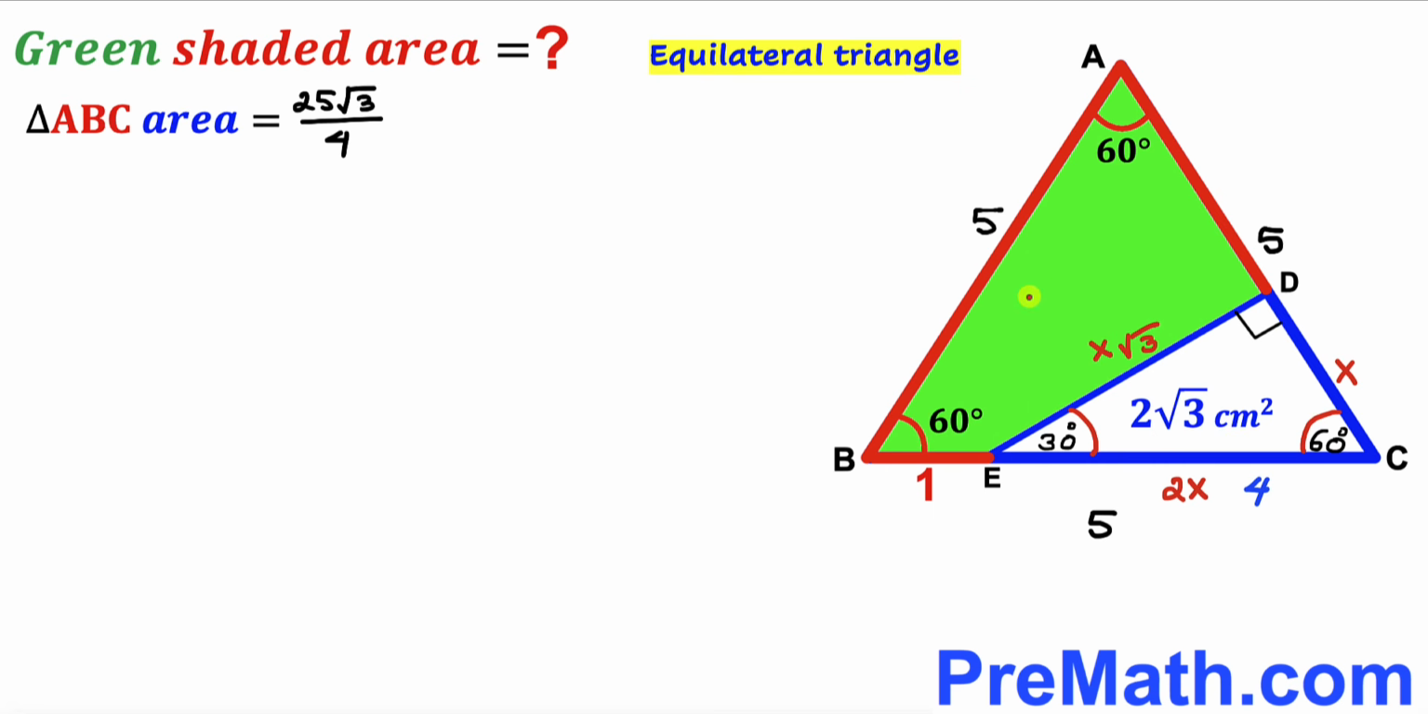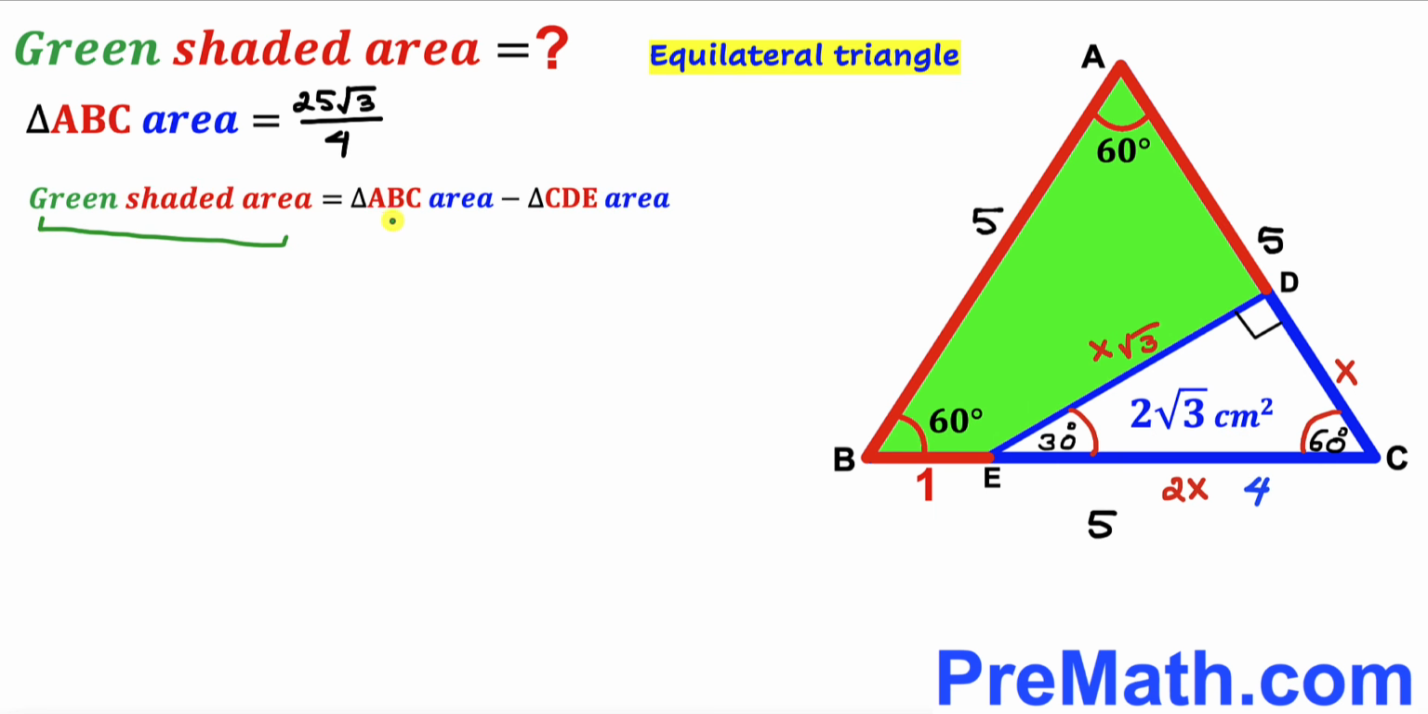And here's our final step. Now we are going to calculate the area of this green shaded region. Let's recall this equation once again. The green shaded region area equals the triangle ABC area minus the area of the blue triangle CDE. Here we figured out our triangle ABC area, and this is the area of this blue triangle. Let's go ahead and fill in the blanks. So the green shaded region area is going to be the triangle ABC area, 25 times the square root of 3 divided by 4, minus the blue triangle CDE area, which is 2 times the square root of 3.